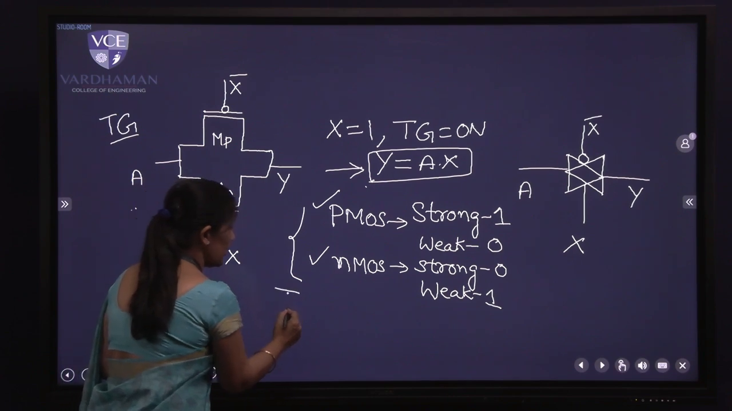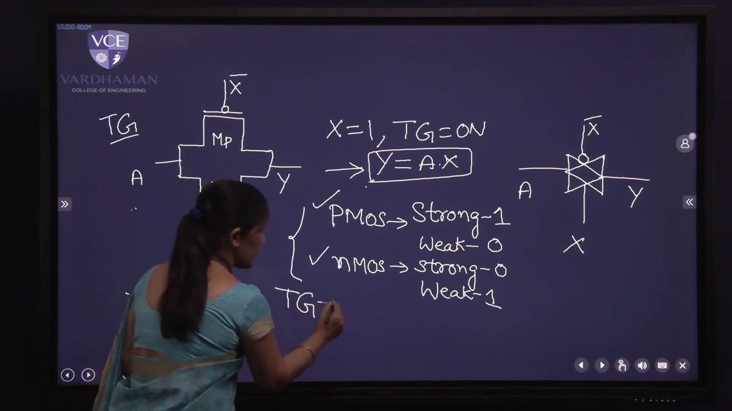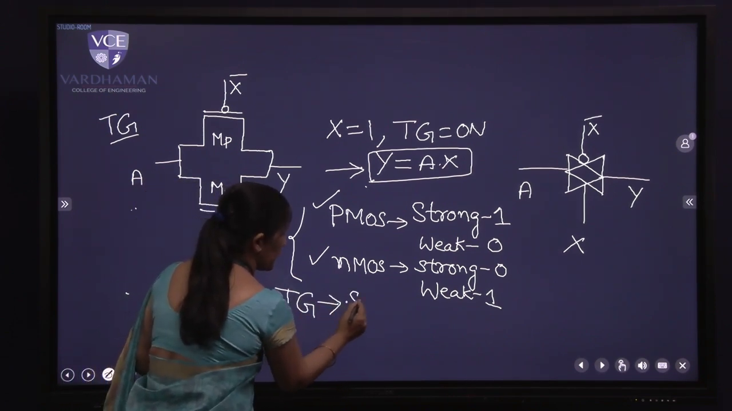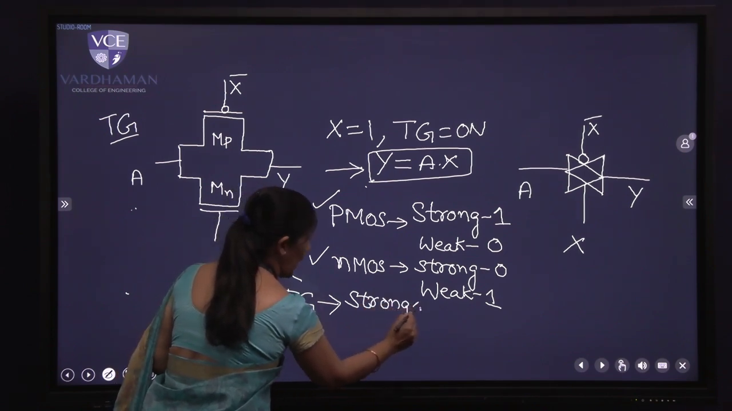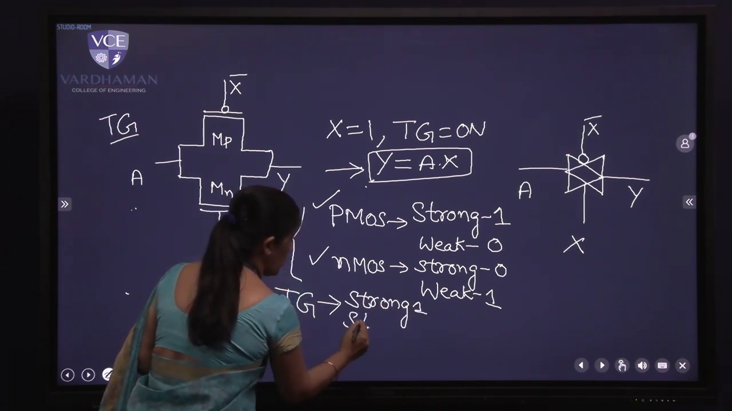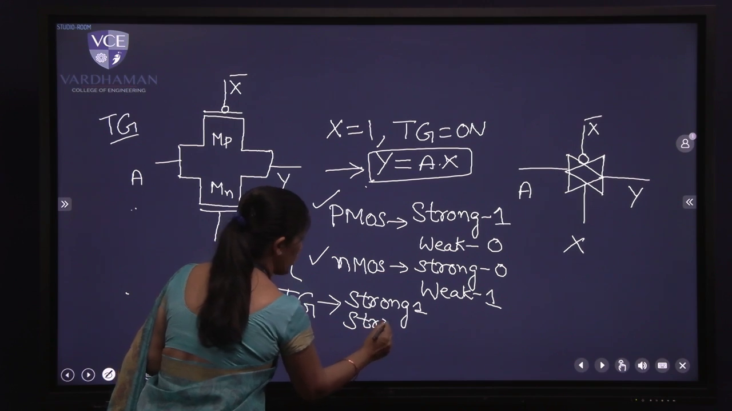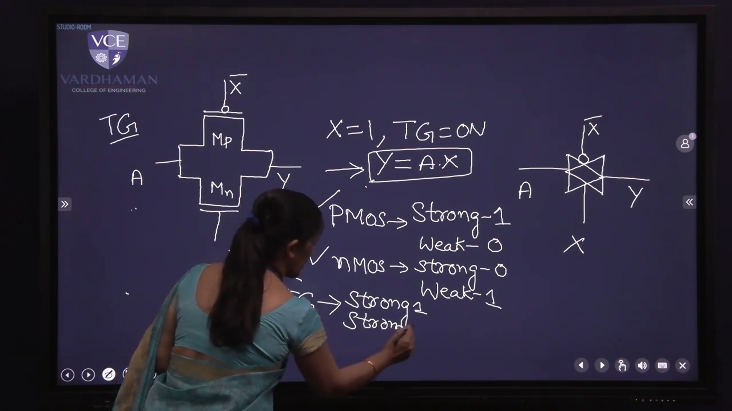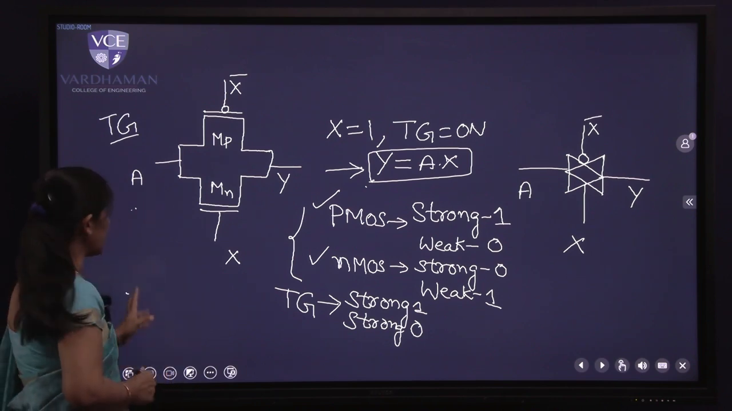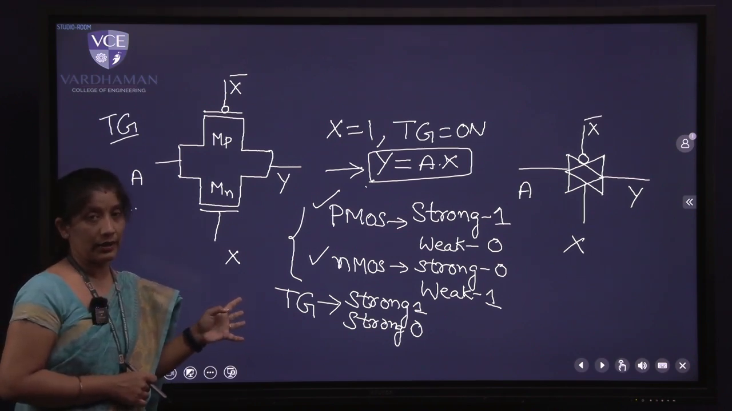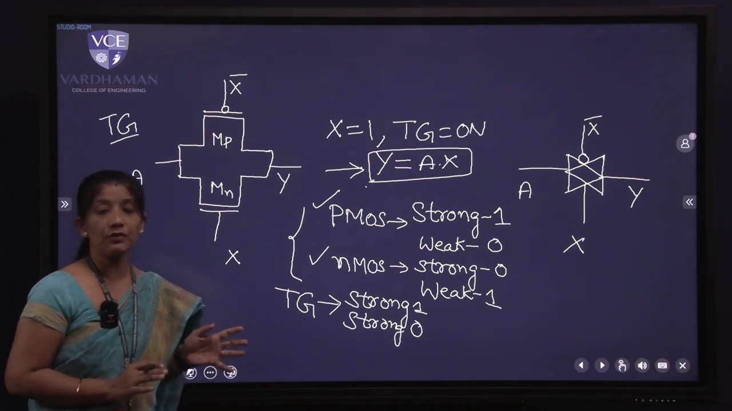So the TG, when it is used in logic styles, will be able to transfer strong 1 and also strong 0 because of the presence of both the transistors, NMOS and PMOS. That is the advantage of our transmission gate. This is the brief overview of the transmission gate.